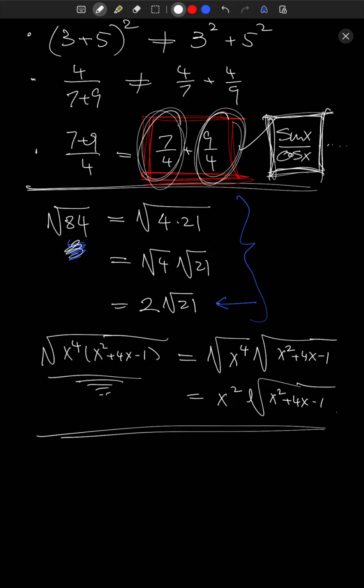So work with fractions, work with square roots as much as you can. Do not use calculators as much as you can. Avoid calculators as much as you can.